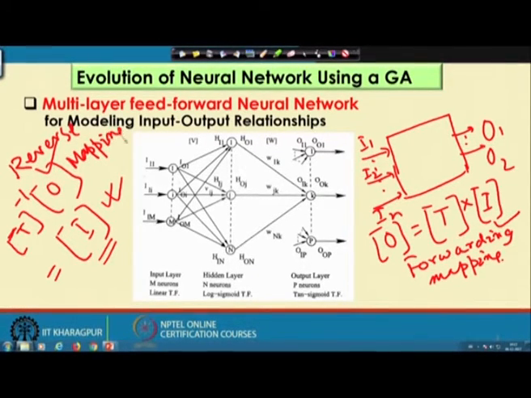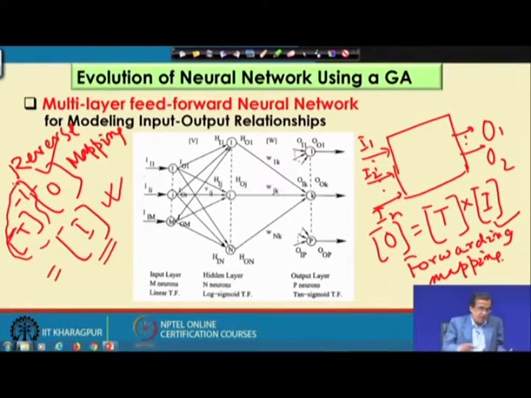Now, this reverse mapping problem we can solve, provided we know the inverse of this particular transformation matrix. But for most problems the transformation matrix may not be a square matrix, and it may not be invertible. Now, if it is not invertible, we cannot accurately find this particular input output relationship in the reverse direction. Then how to solve this?